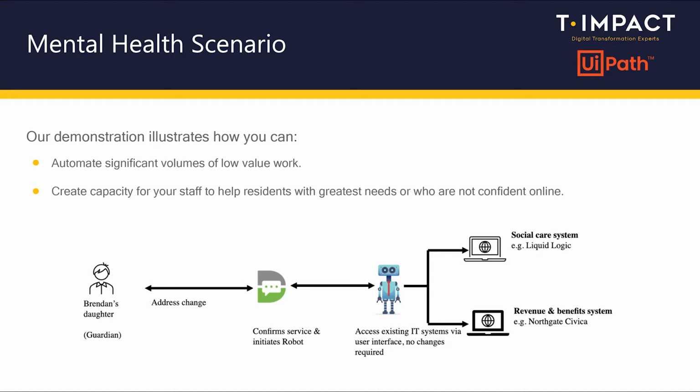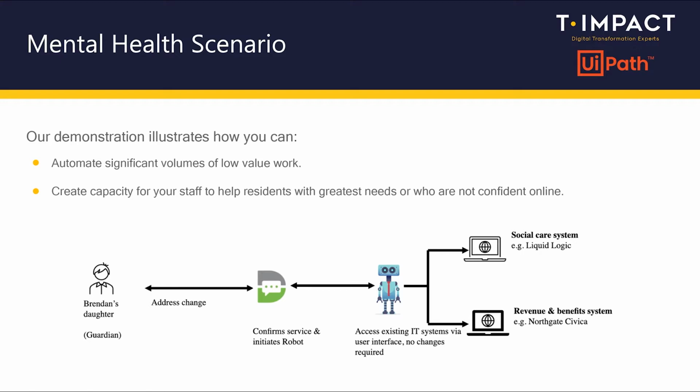His daughter's contacted the council. They've made arrangements that he can stay in his flat, but she realizes that the address that they have on file is incorrect, and she wants to change the address. So Brendan's daughter is going to contact the council via their automated service on their website. She's going to communicate with a chatbot.